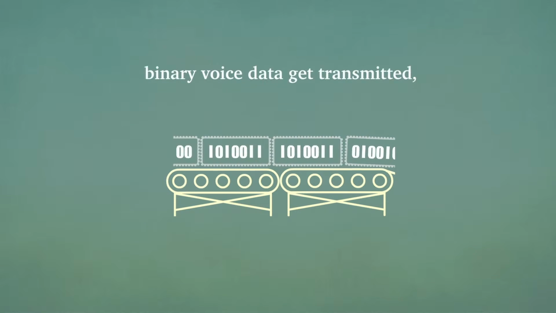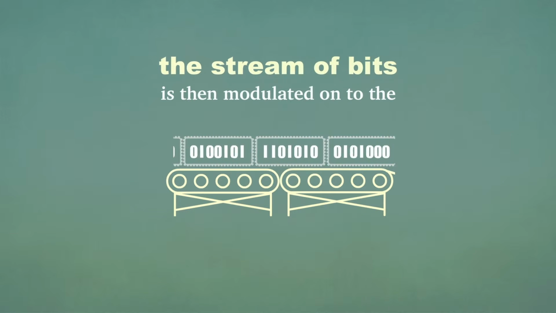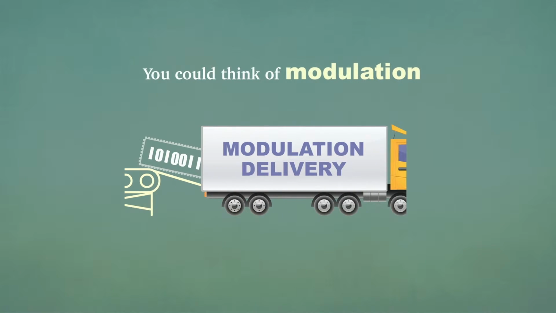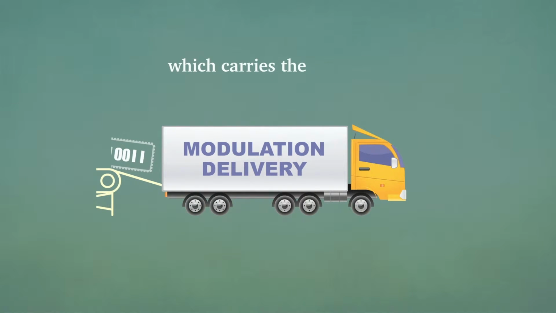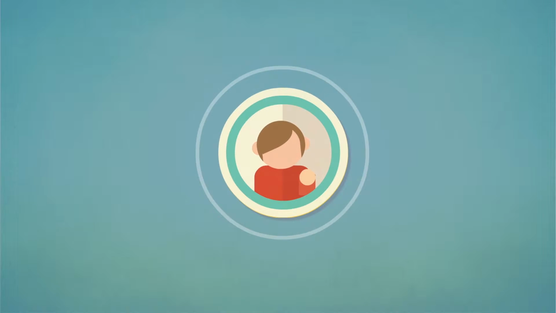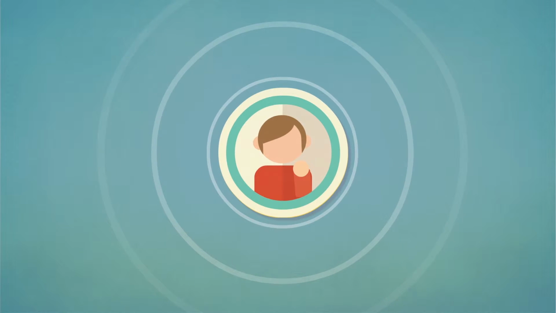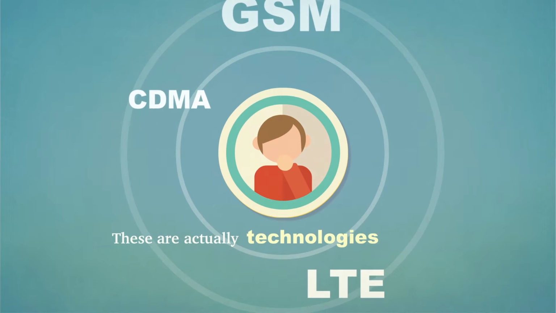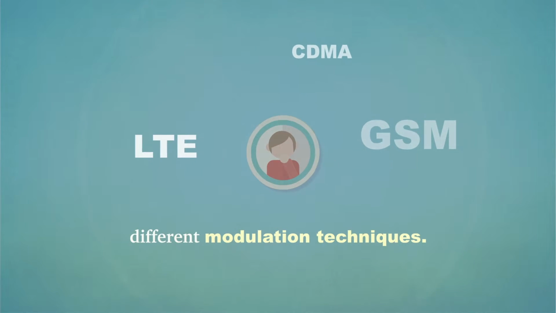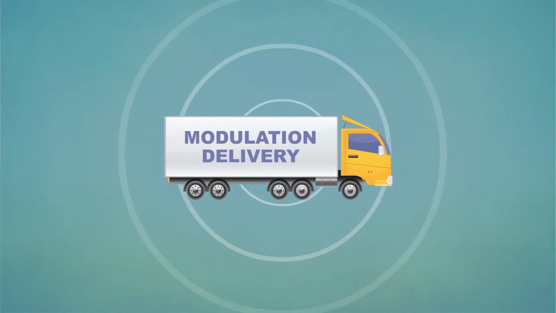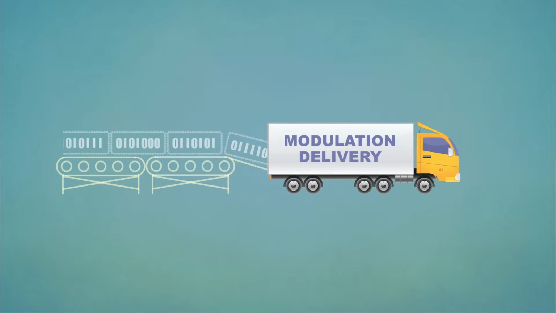To help your bubble-wrapped binary voice data get transmitted, the stream of bits is then modulated onto the phone's transmission frequency. You could think of modulation as the transportation vehicle which carries the bubble-wrapped package to its final destination. If you are like me, you've been scratching your head over those crazy cell acronyms like GSM, CDMA, LTE. These are actually technologies that use different modulation techniques. All of them try to basically squeeze as much utility out of the available frequency bandwidth, just as a courier would try to pack in a lot of packages in their delivery truck.